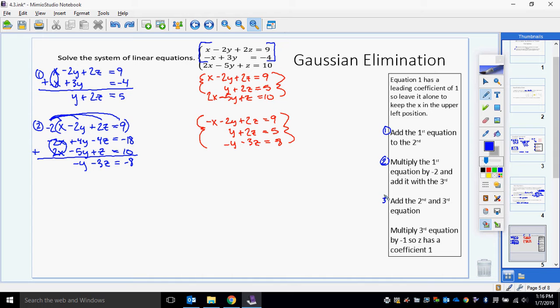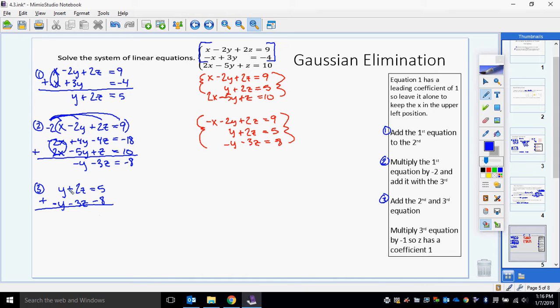So in step 3, I'm going to be using equation 2 to help me eliminate equation 3. Do I need to multiply equation 2 by anything for it to match the y's? No, they have the same number in front, and that number differs in sign. One's positive, one's negative. So I'm ready to eliminate. I'm just ready to add those two equations together.